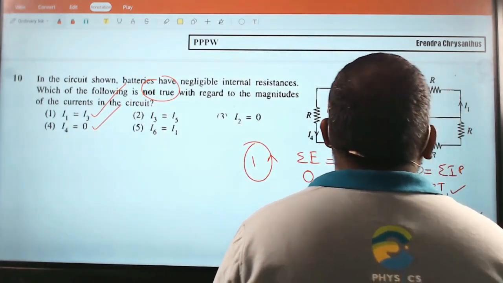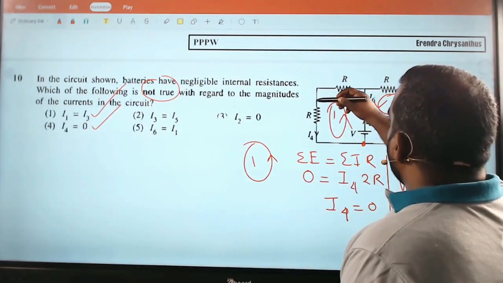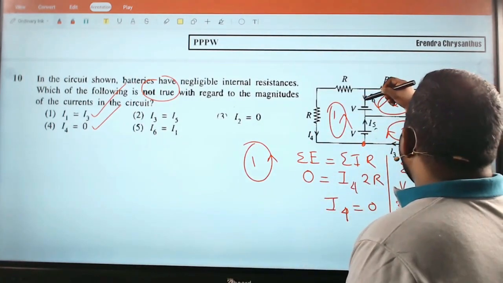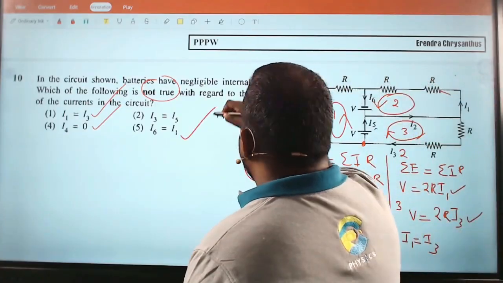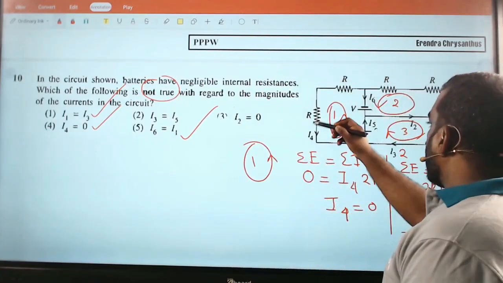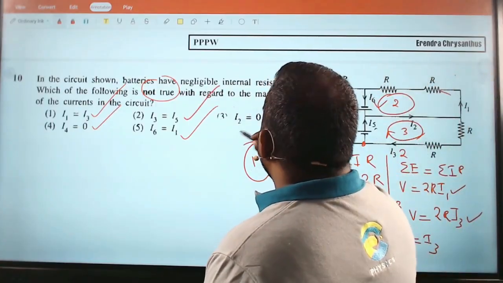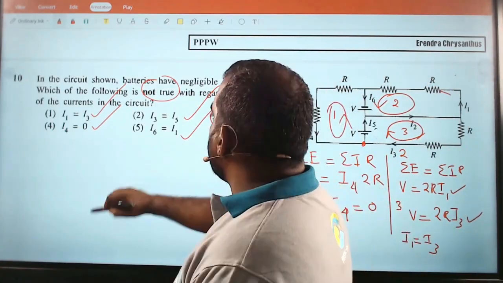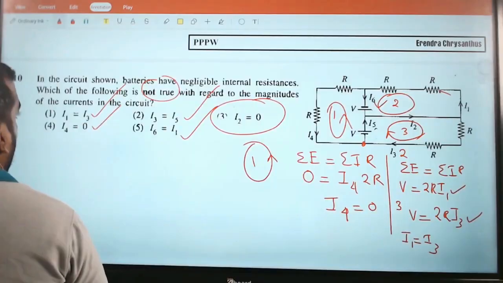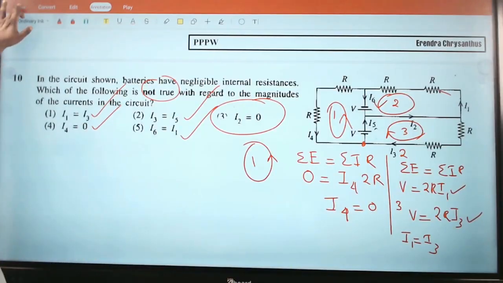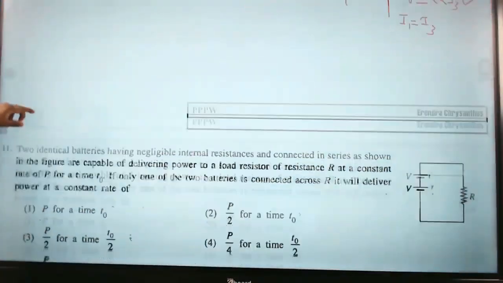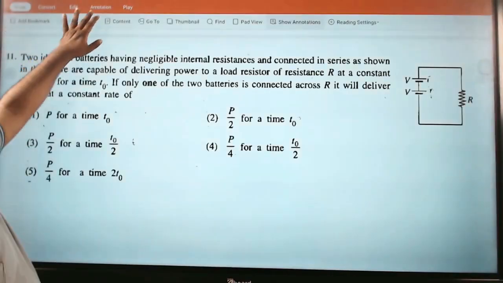I1 equals I6. Correct, no? Here current is 0 means I1 is the same current I6. Correct. Here current is 0 means I3 equals I5. That's also correct. So wrong statement will be answer number 3. Okay, no? Wrong statement will be answer number 3. Okay. Moving on.